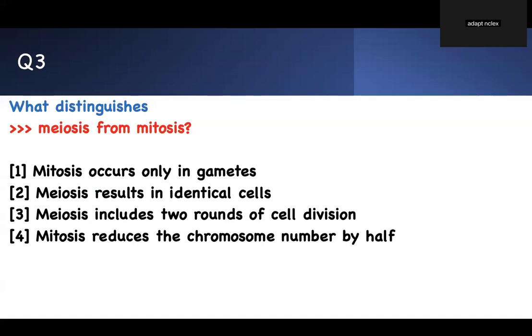What distinguishes meiosis from mitosis? Mitosis occurs only in gametes. No, it occurs in both normal cells and gametic cells. Meiosis results in identical cells. No, the cells have half. You see the 2 stages, in the end you're going to have 4 daughter cells. They cannot have the same constituents as the parent. Meiosis includes 2 rounds of cell division. Yes, 2 rounds of cell division that lead to the gamete. Mitosis reduces the chromosome number by half. No, you have the same content. Therefore, number 3 is the right answer.